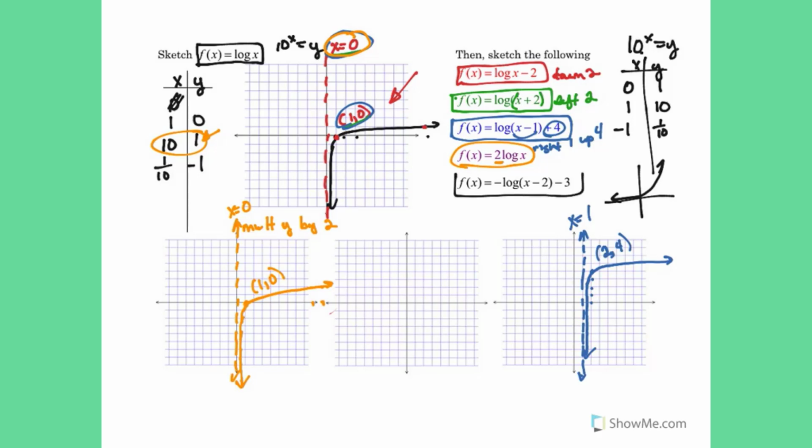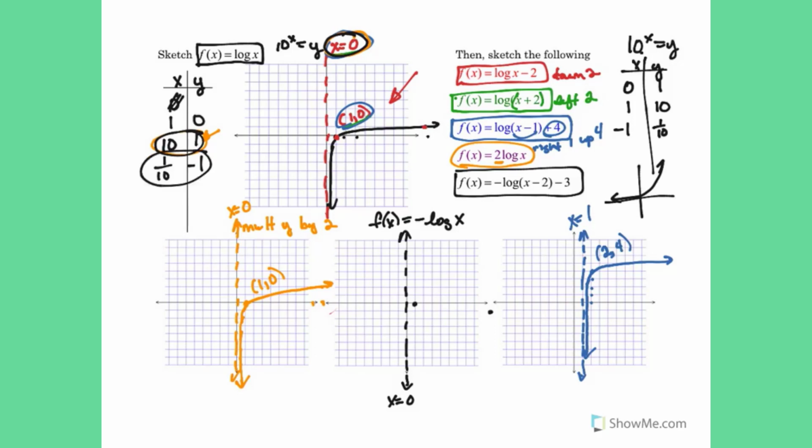Now let's look at this last one. It's got a lot going on. I would suggest that we graph just this part first. What does that negative do to our basic graph? Well, again, it flips things across the x-axis. So we're going to keep this the same because it multiplies the y values by -1. So 1, 0 stays the same. But this, instead of going out 10 and up 1, we're going to go out 10 and down 1.